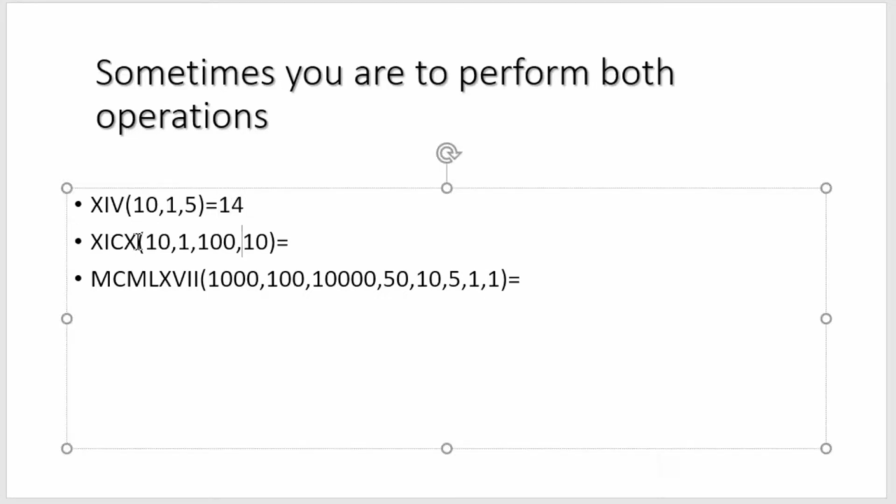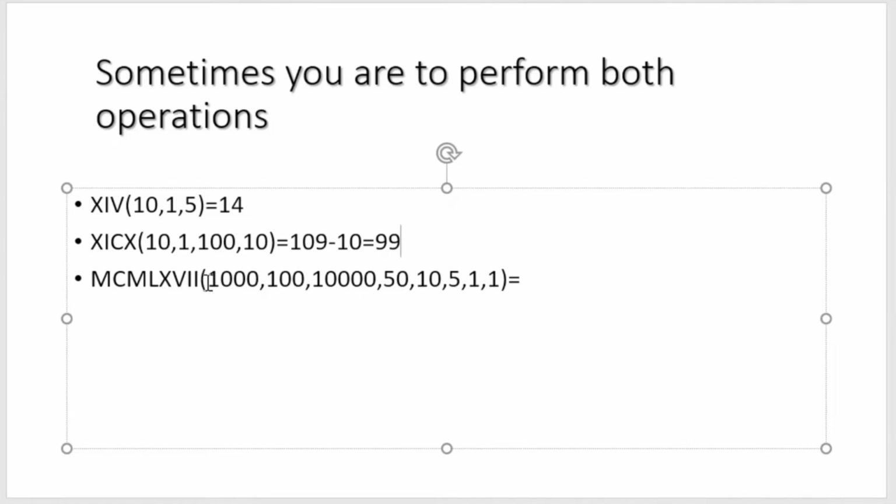Next, the Roman number is XCIX. X means 10, I means 1, C means 100, and X again means 10. Starting from the right-hand side, 10 is smaller than 100 and is on the right-hand side, so we add these 2 numbers to get 110. Now 110 is greater than 1, so we subtract 1 out of 110. 110 minus 1 is equal to 109. Then 109 is again greater than 10, so we subtract 10 out of 109. 109 minus 10 is equal to 99.